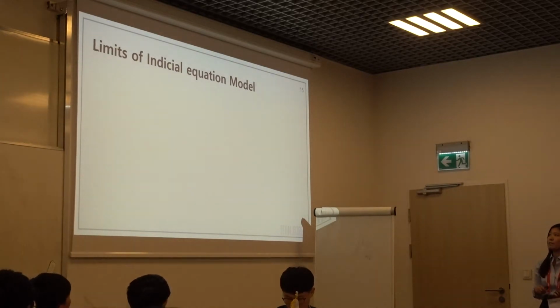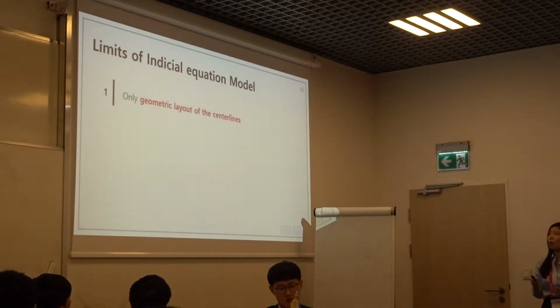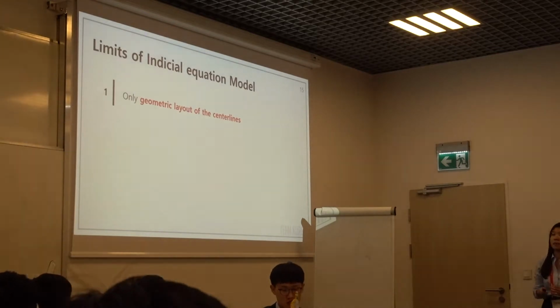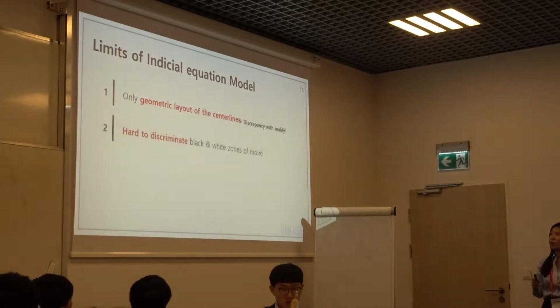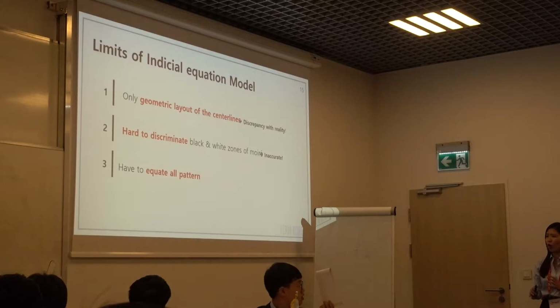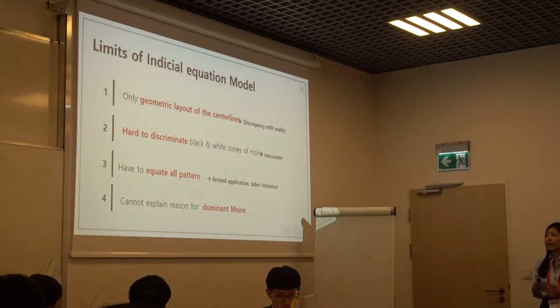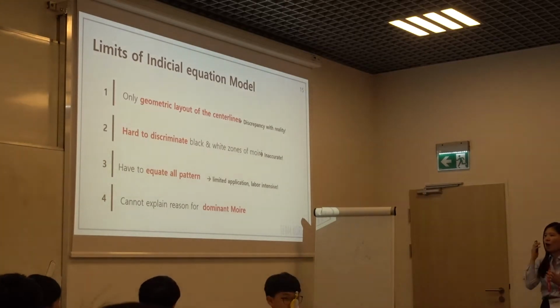However, for this model, there are limitations. First, only the geometrical layout of center lines could be modeled, so there is a discrepancy with reality. Also, it's hard to discriminate black and white zones with Moire because we normally see gray zones when we are farther away, so it is inaccurate. And also, we have to equate all the patterns, so if the baseline is hard, then it will have limited application. And also, it cannot explain the reason for the dominant Moire, which I previously explained, that our eyes pick only the wavelength with the longest period.